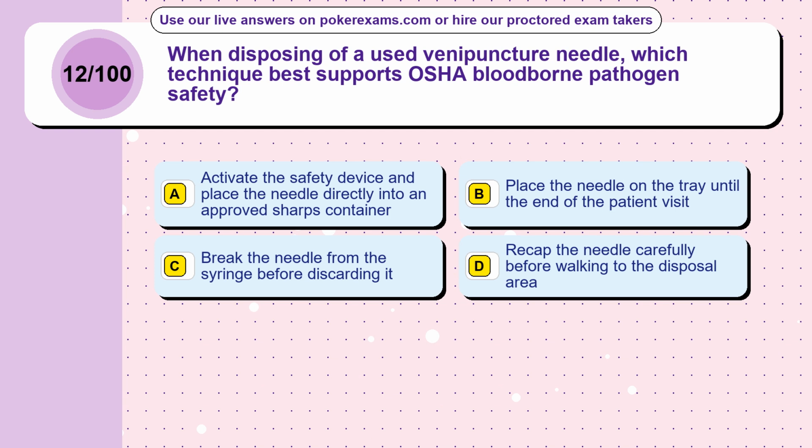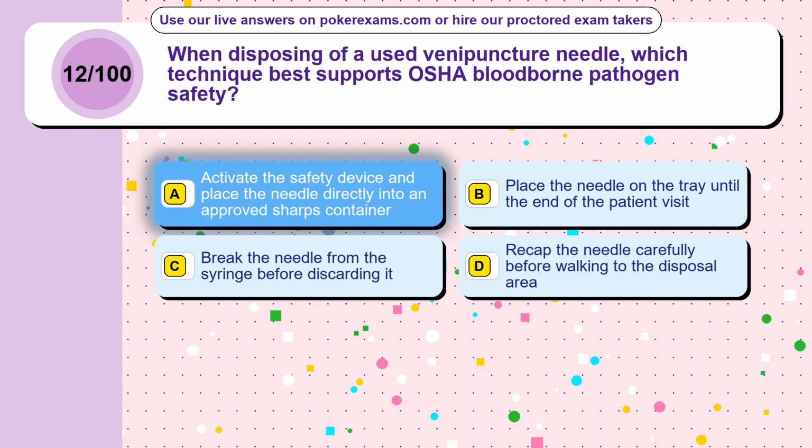Question 12. When disposing of a used venipuncture needle, which technique best supports OSHA bloodborne pathogen safety? Option A. Activate the safety device and place the needle directly into an approved sharps container. Option B. Place the needle on the tray until the end of the patient visit. Option C. Break the needle from the syringe before discarding it. Option D. Recap the needle carefully before walking to the disposal area.